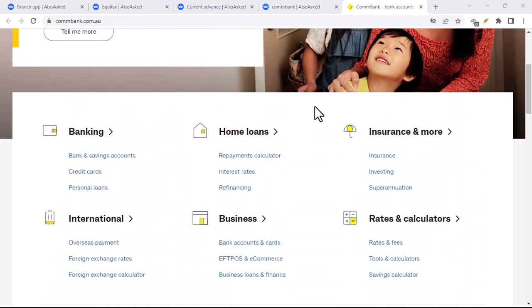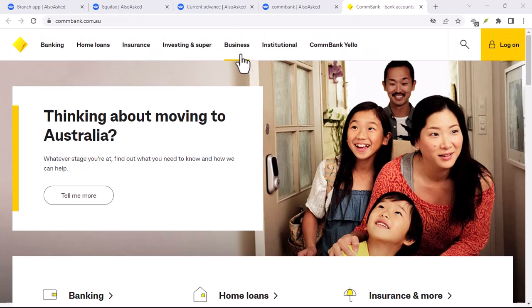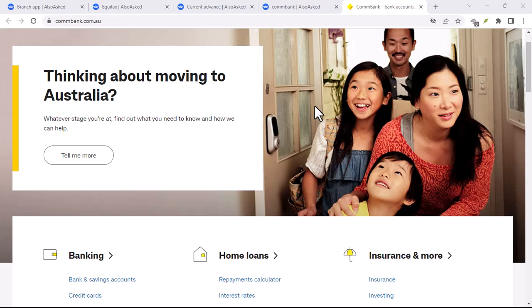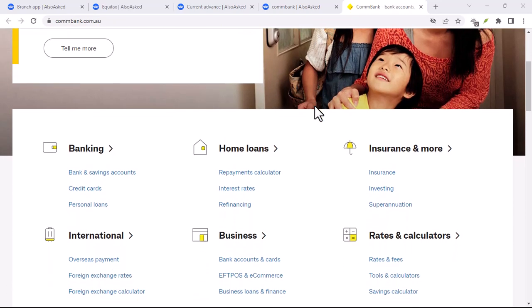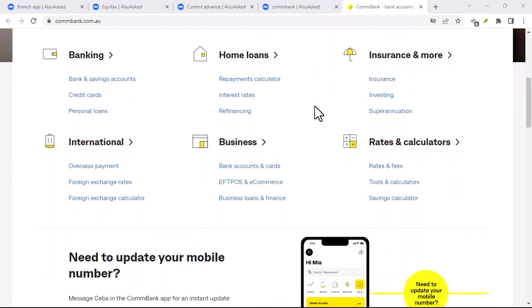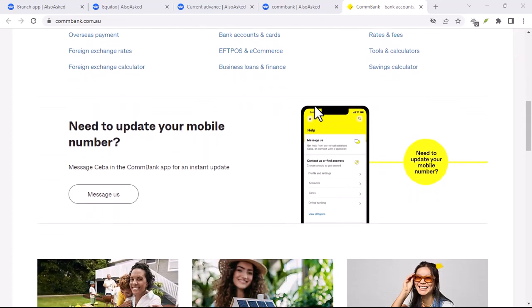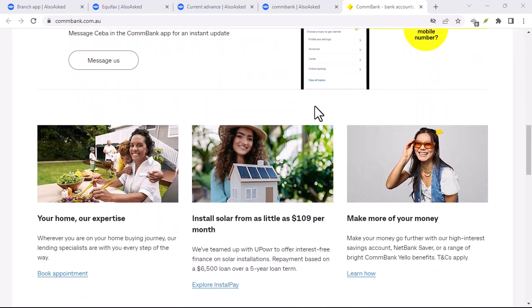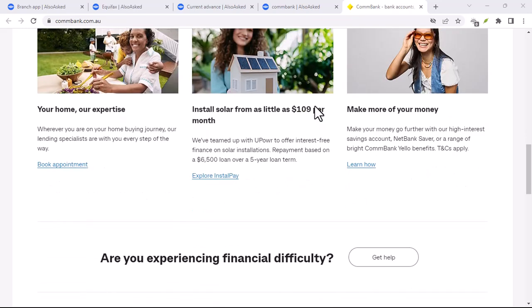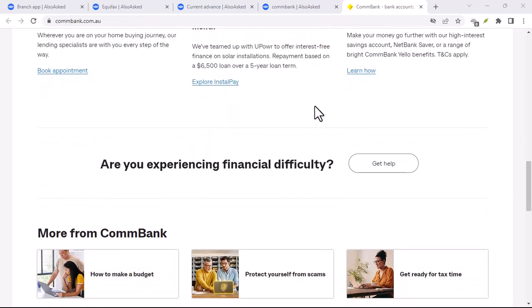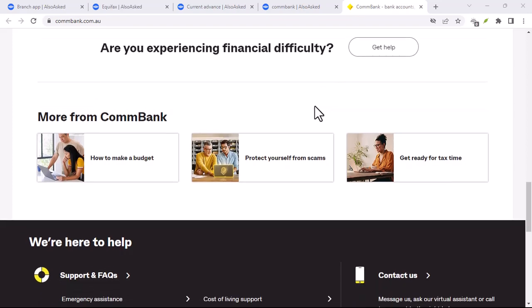Another area where fees can arise is with dishonored payments. If you attempt to make a payment from your account and there are insufficient funds, the payment may be dishonored. Commbank may charge a dishonor fee. This can happen with direct debits, checks, or other forms of payment. Again, careful management of your account balance is key to avoiding these fees.